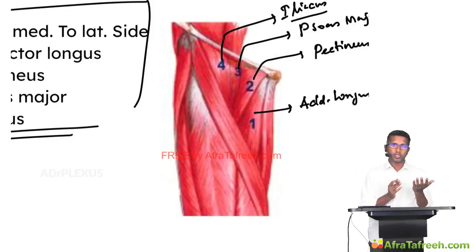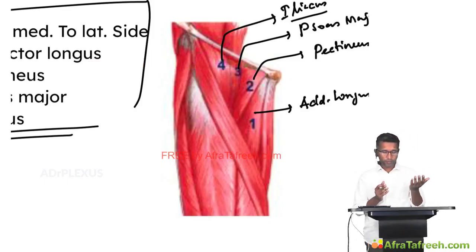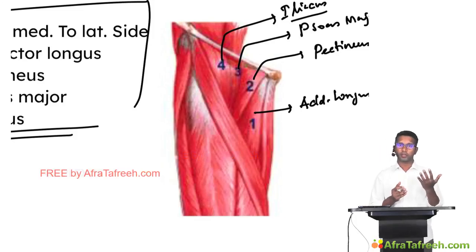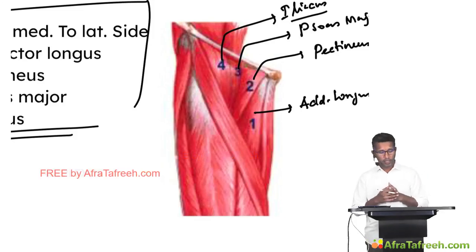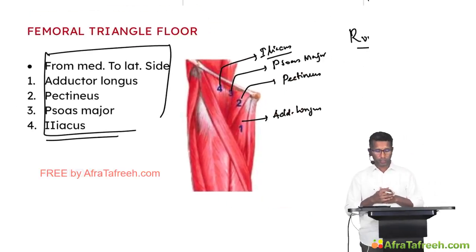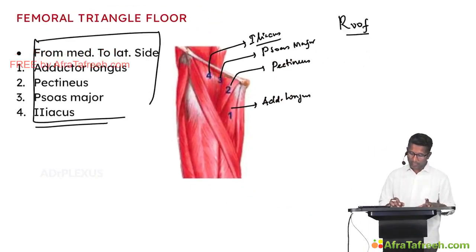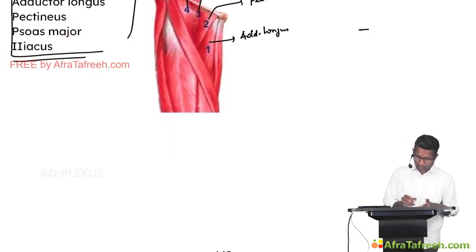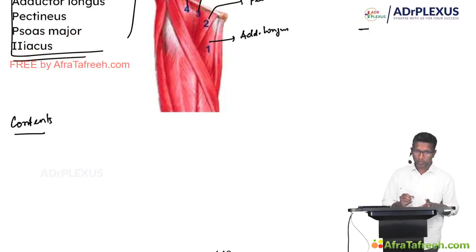We have seen about the roof of the femoral triangle, and we have seen about the floor of the femoral triangle. Okay, so next is the contents of the femoral triangle. Now we are going to the contents of the femoral triangle. What are all the contents you see in the femoral triangle?